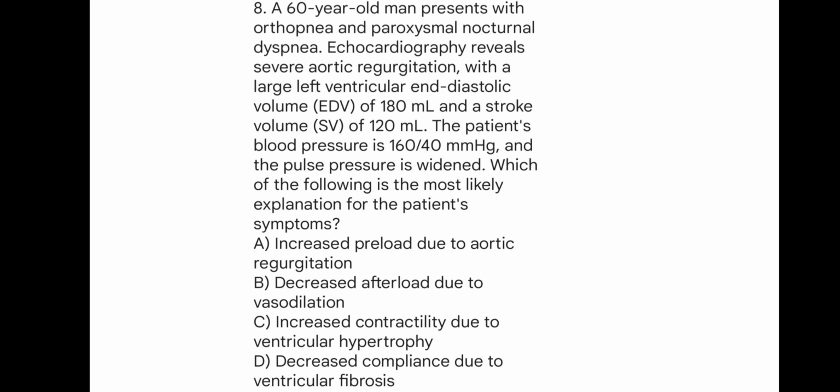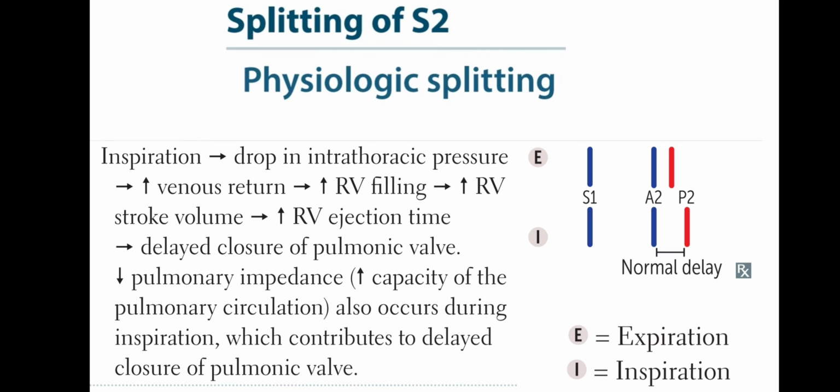The correct answer is A. Increased preload due to aortic regurgitation. Now let's read about different types of splitting of S2.